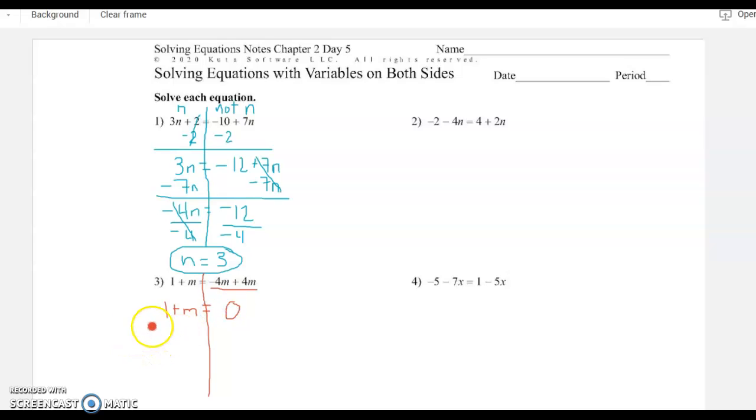All right, so now I'm going to try and get m alone. M's not alone because of the plus 1, so I'm going to subtract 1 on both sides. And on that one, I'm actually already at m equals negative 1. So that one kind of had a shortcut in it, didn't it?